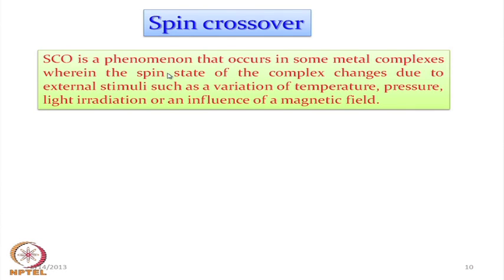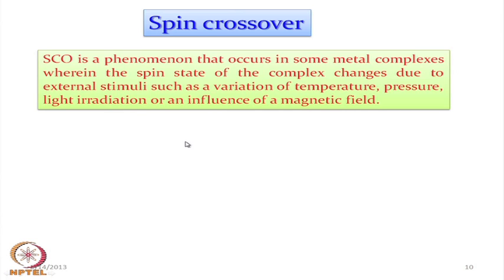It is a phenomenon that occurs in some metal complexes. Not all metal complexes will give the spin crossover situation, wherein the spin state of the complex changes due to external stimuli such as variation of temperature, pressure, light irradiation or an influence of magnetic field. That means we are giving some external stimuli as temperature, pressure, light irradiation or magnetic field.